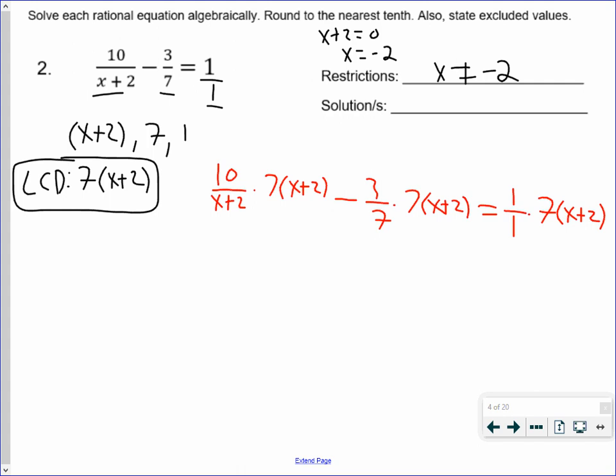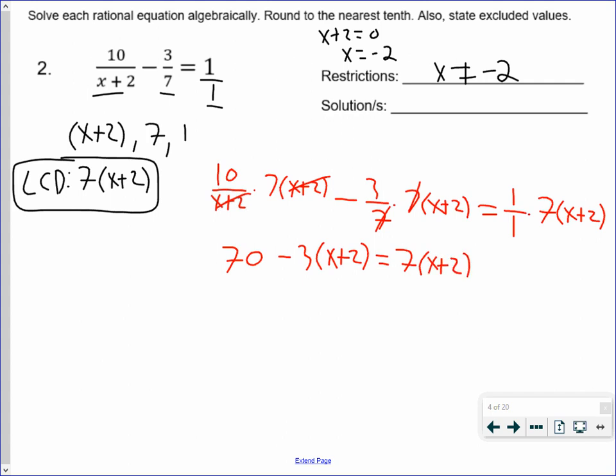All right, so now what we're going to do is cancel our denominators with our LCD. So for the first fraction, this x plus 2 and this x plus 2 cancel out. We're left with 10 times 7, or just 70. For this negative 3 over 7 times x plus 2, these 7's cancel. We're left with a negative 3 times x plus 2. And lastly, we have 1 over 1 times 7 times x plus 2. That's just going to give us 7 times x plus 2.